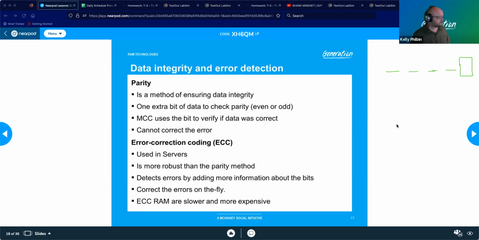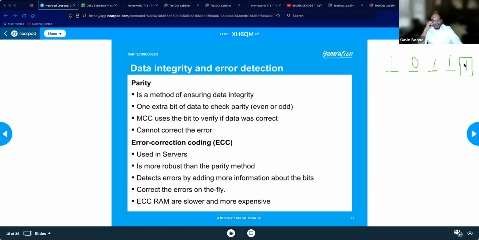So if I send a piece of information, like 1 0 1 1, the parity bit needs to make this even. I have 3 ones, right? 1, 2, 3. My parity bit needs to be a 1, which would turn that into an even number, 4. Does that make sense? Yes, no?